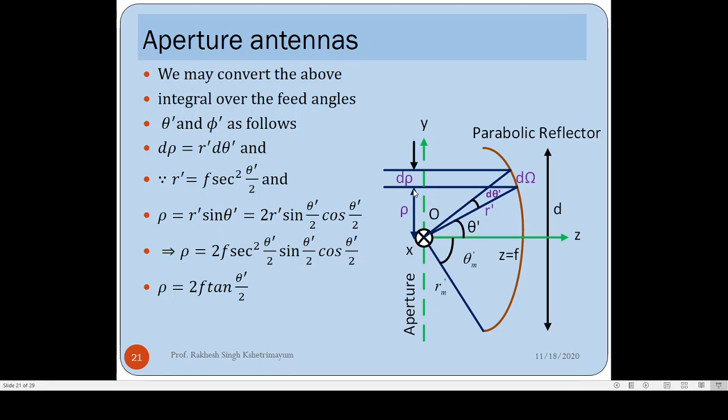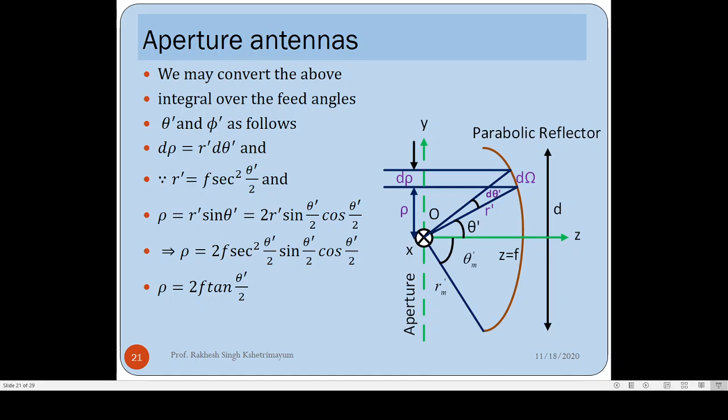So this rho and d rho are the variables of this aperture, but we want to convert it in terms of the variables with respect to the feed antenna, which are called feed angles. So we replace d rho as r dash d theta dash. And what is r dash? R dash we have already derived at the beginning of this lecture, in the first slide itself. R dash is f secant square theta dash by 2.